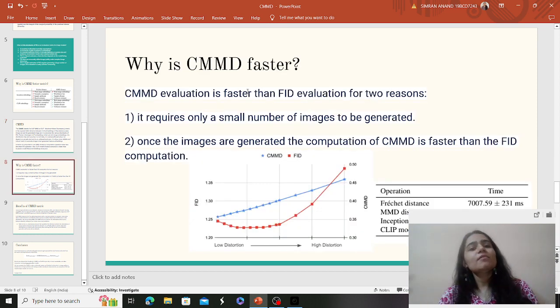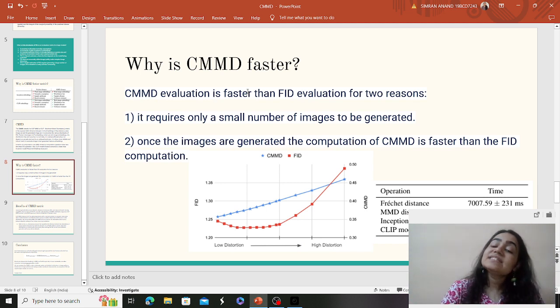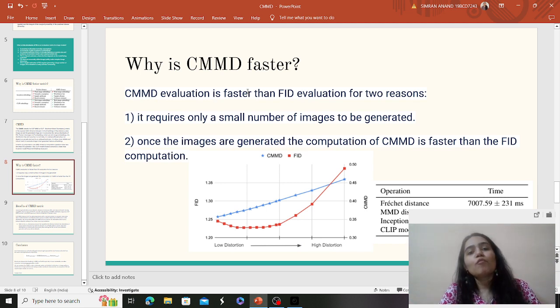Now, when I'm talking in terms of time, when I'm saying CMMD is faster, you might be thinking, well, what makes it faster? What makes a metric faster? That is something, even if you're coming up with a new metric, how are you comparing the time? What is it that you're saying that a metric is becoming faster? I would say that CMMD does not require large image sets. It can even work on small image sets. That's what makes it faster.